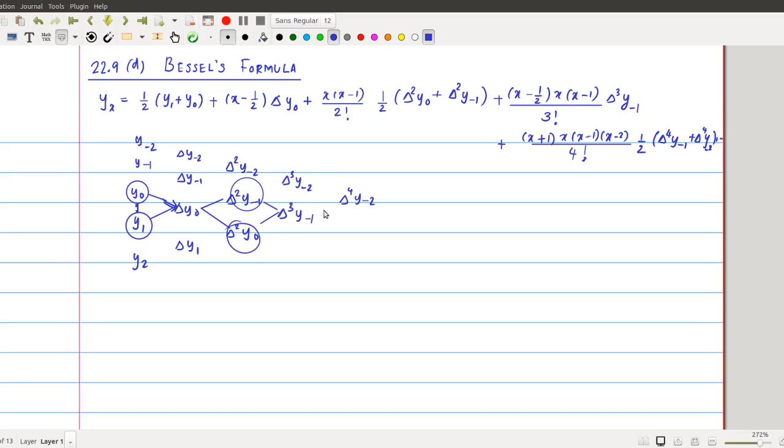Again come to delta cube y minus 1. Then you take the other two, delta raised to 4 y minus 2 and delta raised to 4 y minus 1. So take the average of these two. This is the way we use the values from the tables to evaluate Bessel's formula. So please try to remember this formula along with the coefficients. You can easily remember this, but it is not so easy to remember all these coefficients. The first coefficient we have only this term, and the second term has the coefficient x minus half, and then x into x minus 1 divided by 2 factorial, and so on.